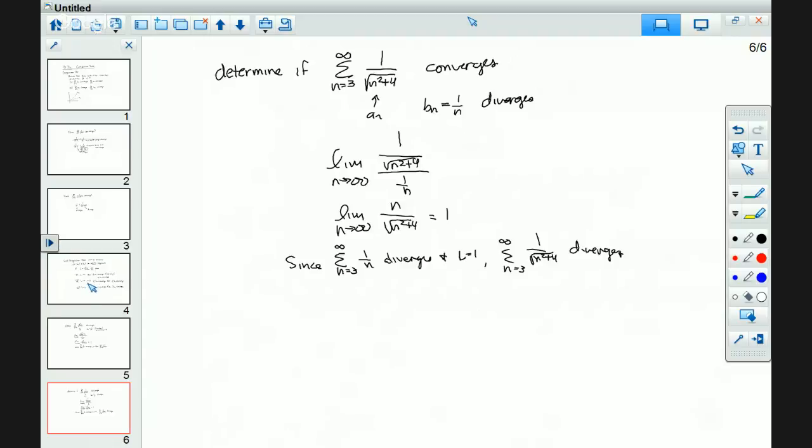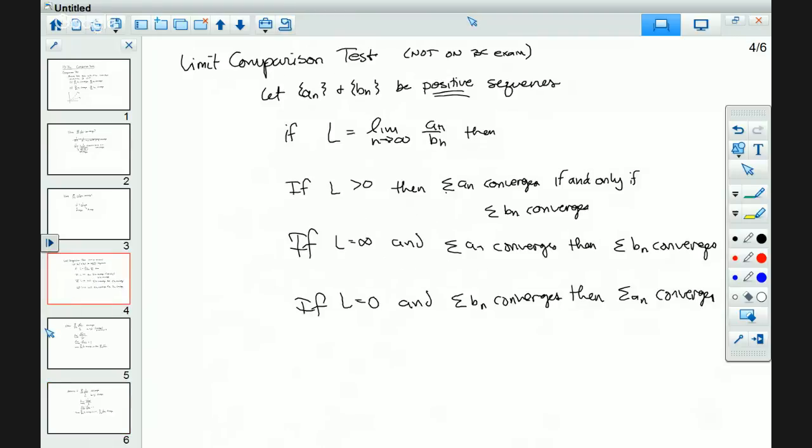Is the test working? L would have been 0, we couldn't have said that. Because it doesn't work that if B sub n diverges, then A sub n diverges. That doesn't work. But if A sub n diverges, then B sub n diverges works for this case. So remember, contrapositive, negative result, negative beginning, that's the contrapositive. That works here.